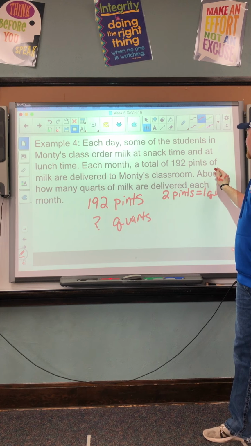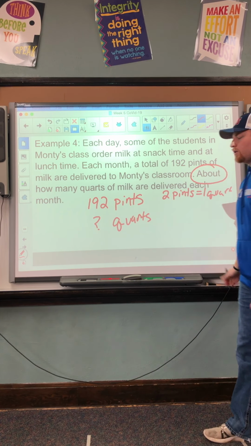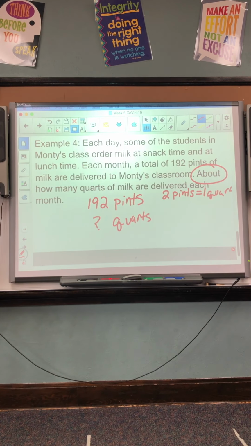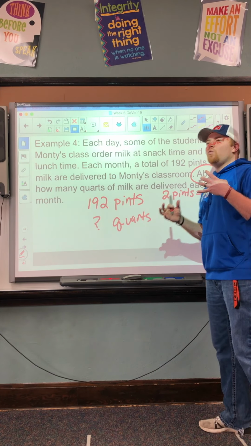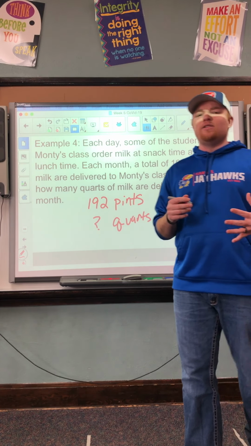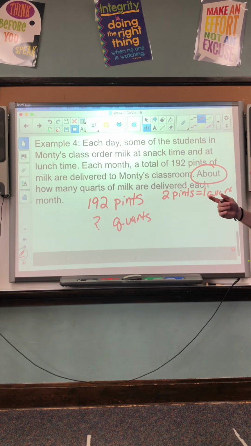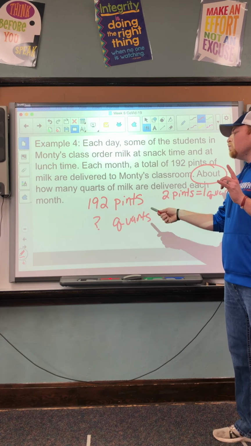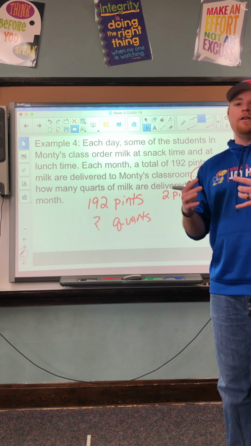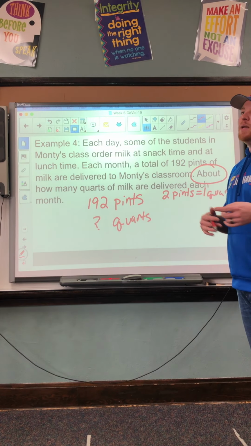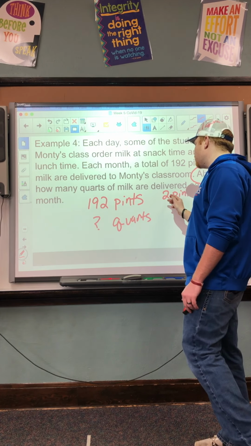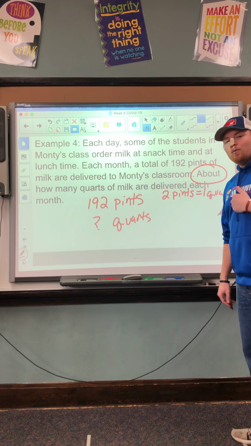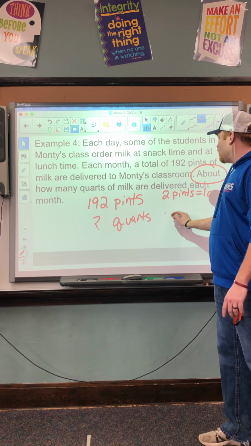But it says about how many quarts. Okay, so it doesn't want an exact amount. So we're going to round 192. Now, what number does 192 round to? What would you round that to make it mental math? And you have to make it compatible, remember. 2 has to go into it. Because we could do 190, but again, that's not mental math. We can't do 195 because 195 isn't compatible with 2, because 195 is an odd number. So what I would do, I would round it to 200.